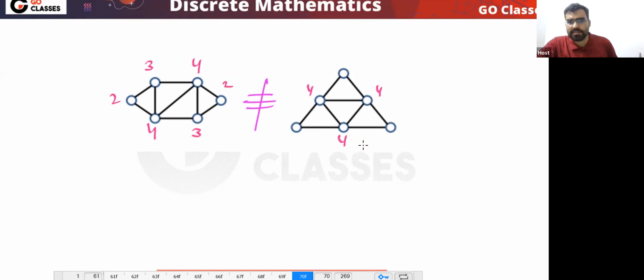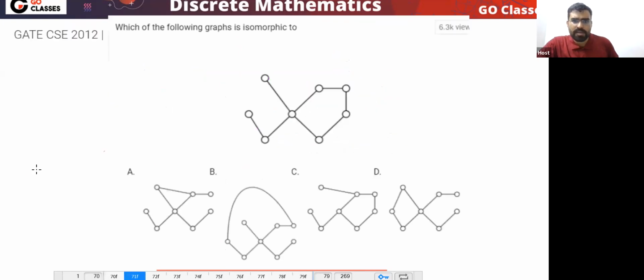This is the degree sequence here, and this is the degree sequence here. So there is no vertex of degree 3 in this graph. So the degree sequence will actually work. Okay, so they are different because their degree sequence is different. Very simple. What about these?